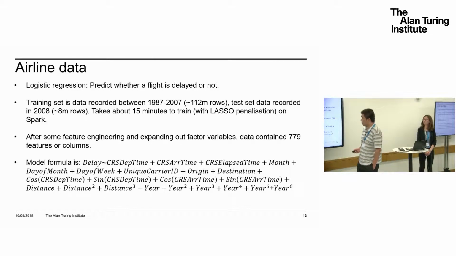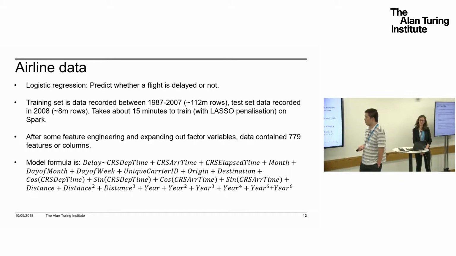Right. So a brief introduction of how we set up the logistic regression problem. The idea is we want to predict whether a flight is delayed or not, but only using the information you know before the flight actually takes off. The training data is recorded between 1987 and 2007, which is about 112 million rows. The test data set is just the data from 2008.